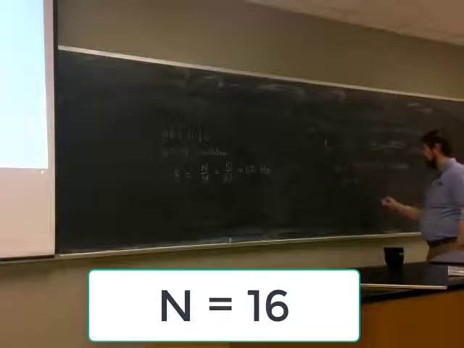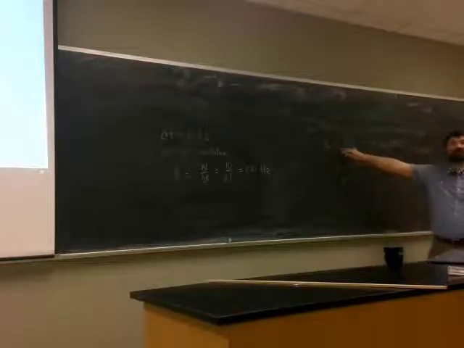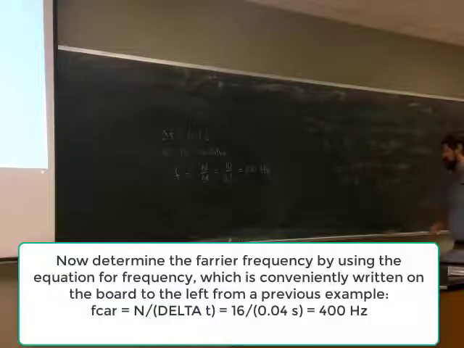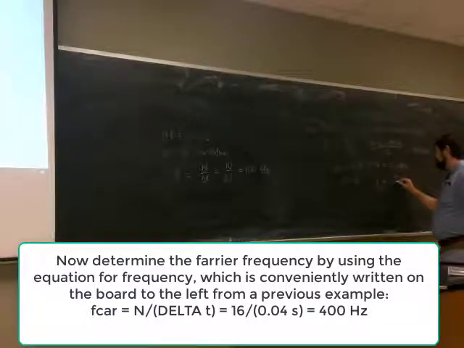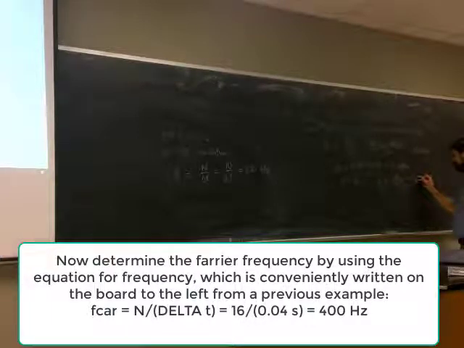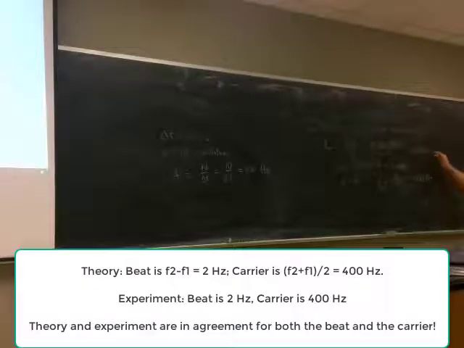So again, we do our calculation. Frequency, this is the carrier wave that we're specifically looking at. So this is our carrier frequency. This should look like our number divided by our time. So 16 divided by 0.04 seconds. We can move the decimal over 2. This is 1600 over 4. 400 hertz. Matches our prediction.